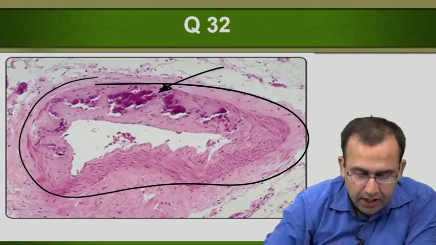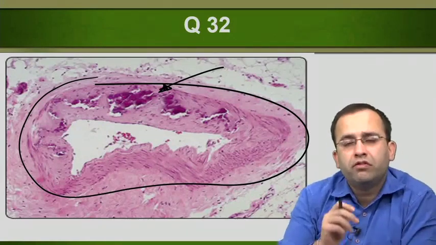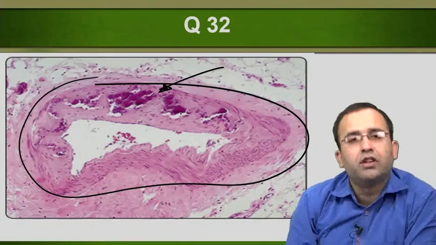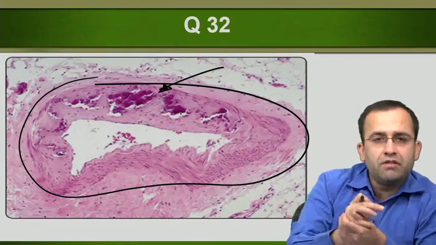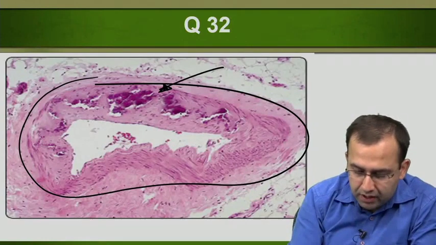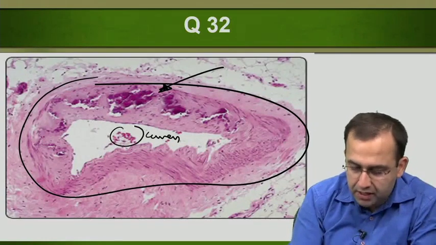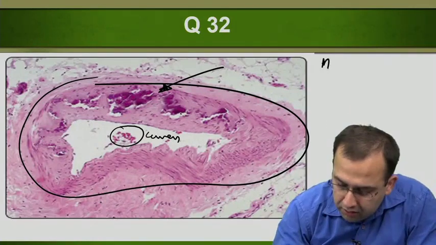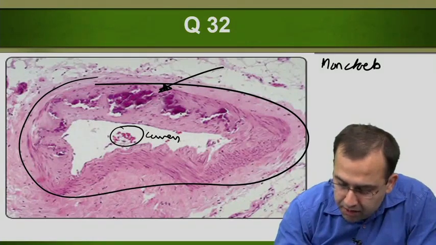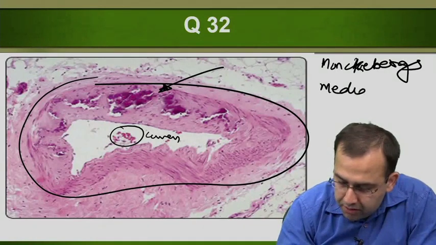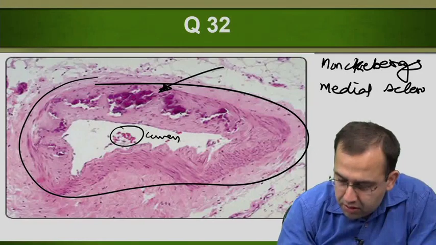What you see here is the presence of calcification in the tunica media of the vessel wall. You're able to see calcification in the muscle layer of the vessel. How do I know this is a vessel? This is the lumen with presence of RBCs in the lumen. Calcification in the muscle layer. That is Monckeberg's medial sclerosis.